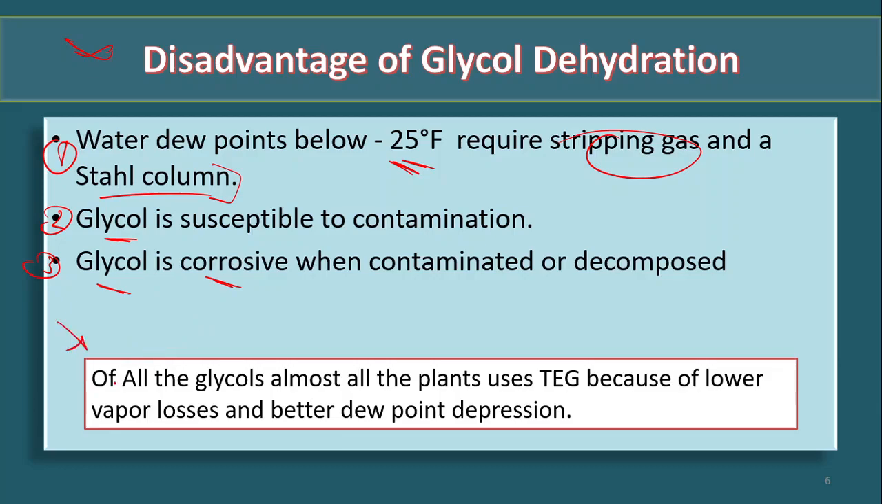So, in brief, about different types of glycols. Of all the glycols, almost all plants use triethylene glycol because of the lower vapor losses and better dew point depression. Out of all those we discussed earlier, ethylene glycol, diethylene glycol, triethylene glycol and tetraethylene glycol, triethylene glycol is very famous, and almost every plant uses it because of the lower vapor loss and better dew point depression. Those are the 2 reasons.